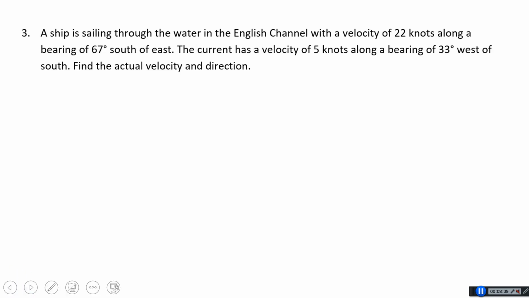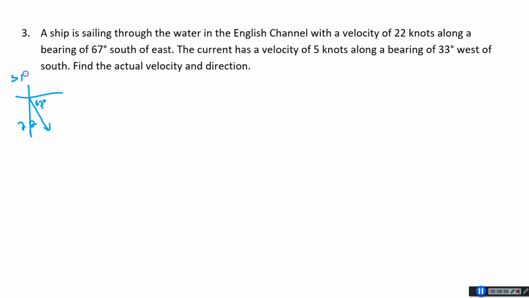Alright, a ship sailing through the water in the English Channel with a velocity of 22 knots along a bearing of 67 degrees south of east. 67 degrees south of east, and it's going at 22 knots. Okay. And the current has a velocity of 5 knots and a bearing of 33 degrees west of south.